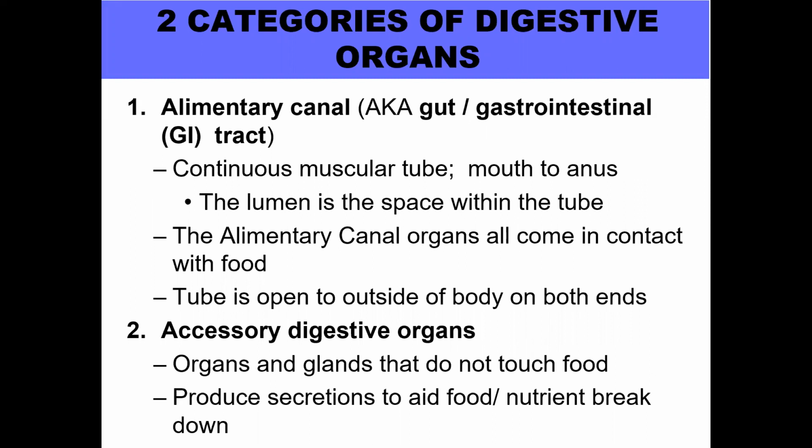The accessory organs are organs and glands that don't touch the food, but provide necessary secretions, enzymes, digestive juices, water, mucus, those kind of things that help us break down the food and make it available for absorption.